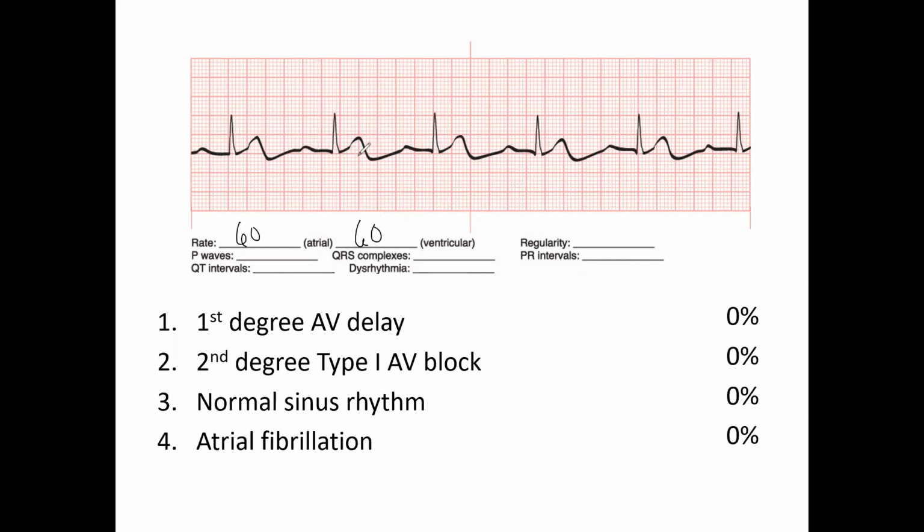So does the rate fall within 60 to 100? It does. Is it regular? It is regular. When you look at your P waves, they are normal. Your QRS duration is 0.08 seconds, it looks like, because it's about 2 small boxes, so 0.08 seconds.